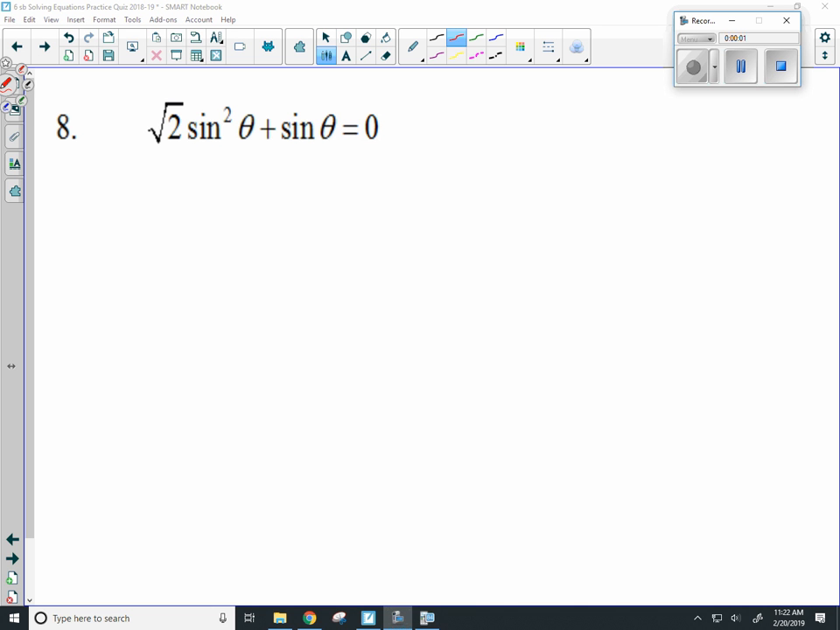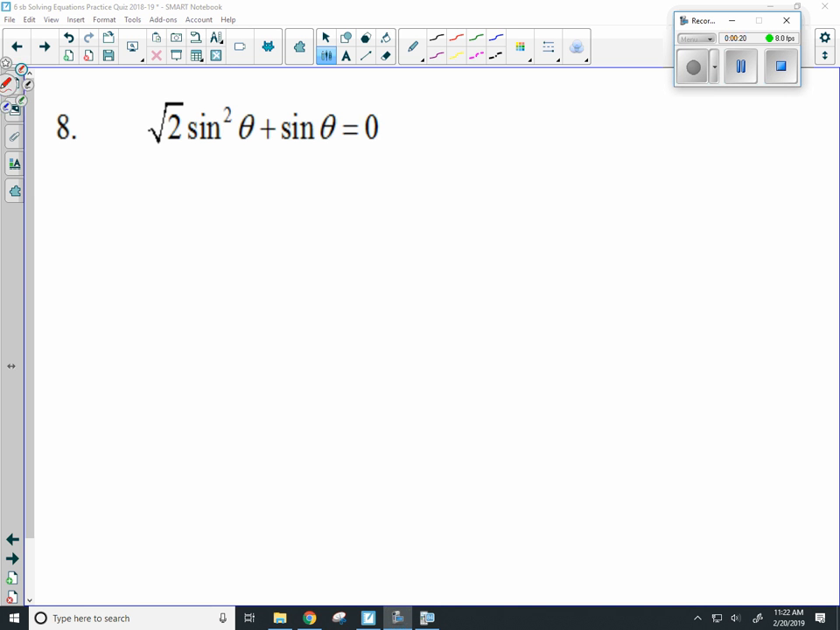Right, take a look at number 8. This is one that I think might intimidate some people because there's a square root there, but just treat the square root like any other number. Like if that square root of 2 had been a 7, I don't think you'd be freaked out by it.